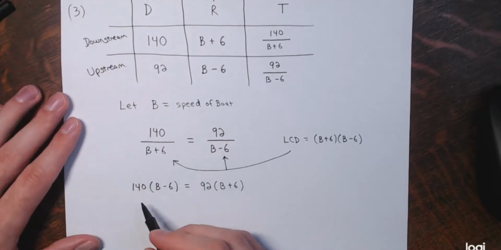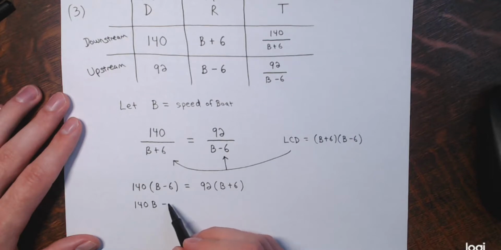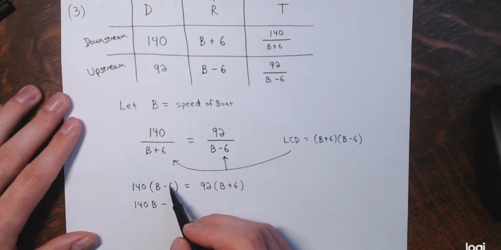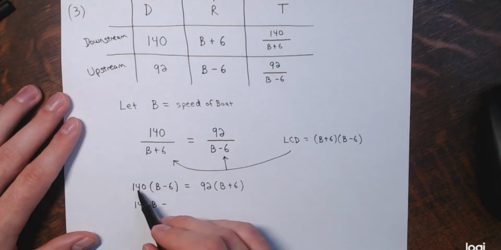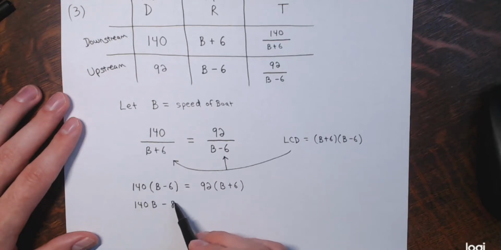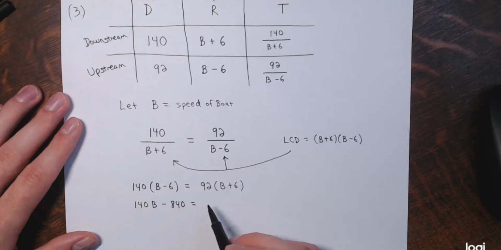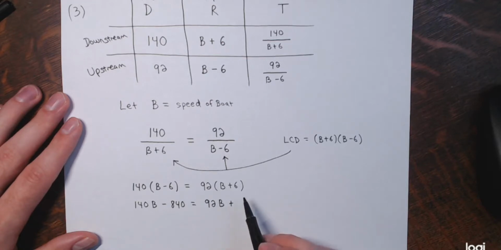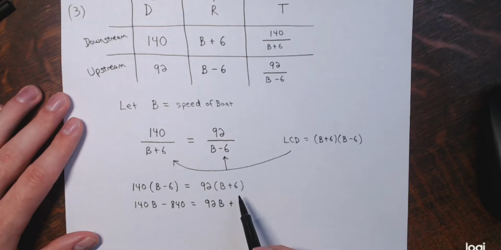Alright, distributing the 140 over here, we have 140b minus 6 times 14, that's 60 plus 24, that's 84, so this is 840, you add a 0 there. And then over here, distributing the 92, we have 92b plus, and then 552, right? 540 plus 12, 552. 6 times 92.